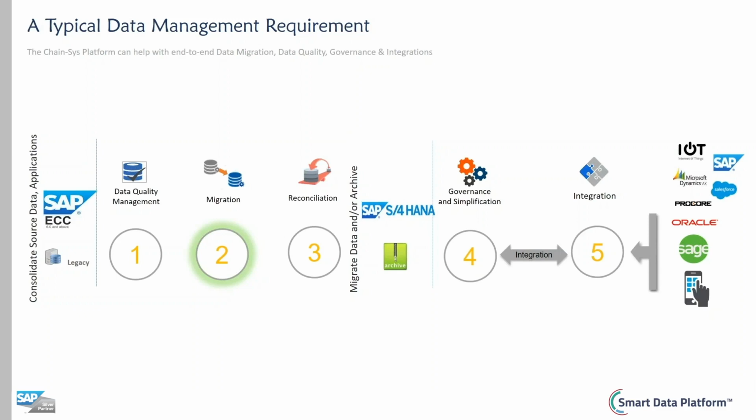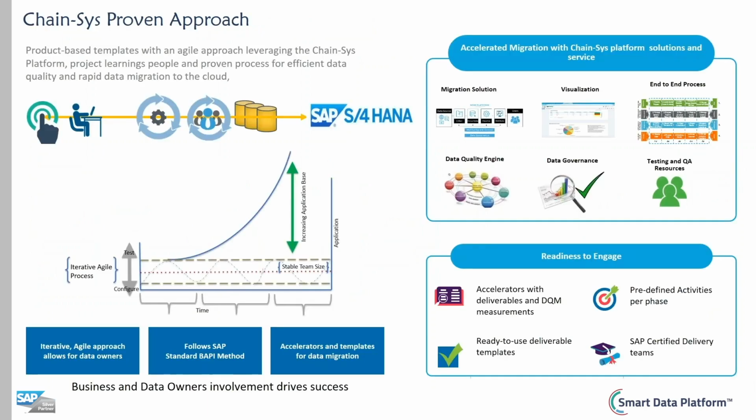Beyond that, the ChainSys platform also has the capability to do ongoing integration and data quality assessment. Even when you move to S4HANA, you won't be able to apply all the business rules. So we can help you apply business rules on any new data that gets onboarded into S4HANA. And this goes back to our second question: is it repeatable? Yes, it is, because we are using a template model. The template is configured and repeatable.